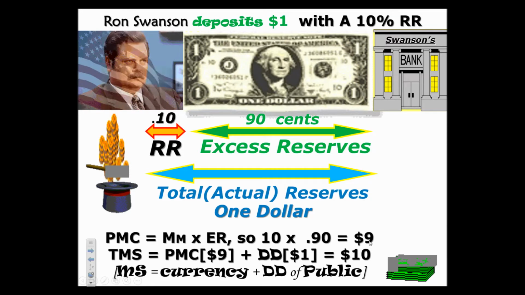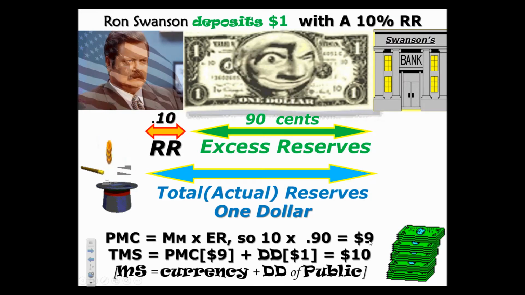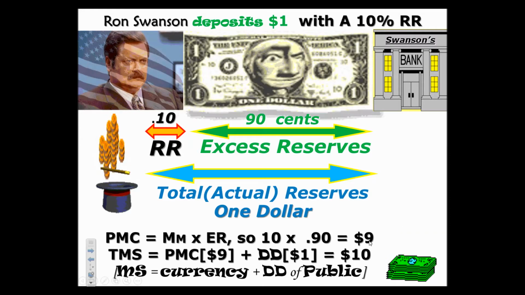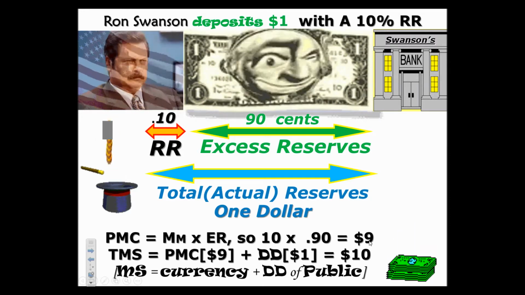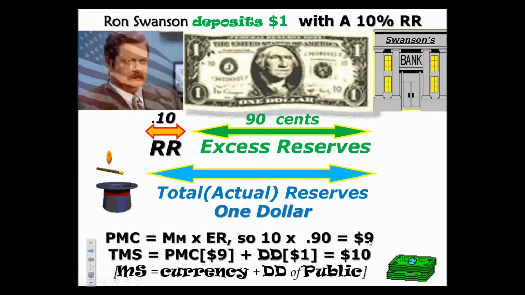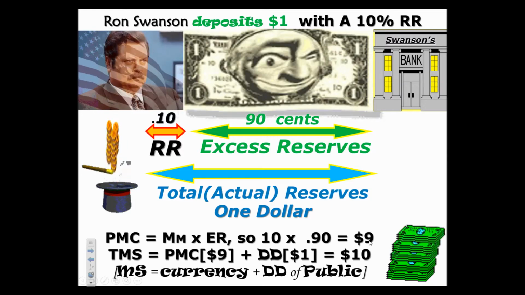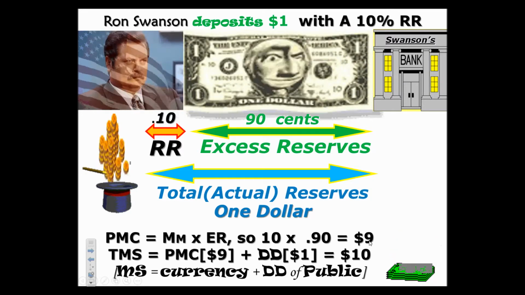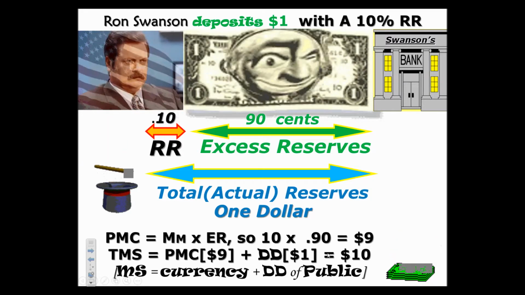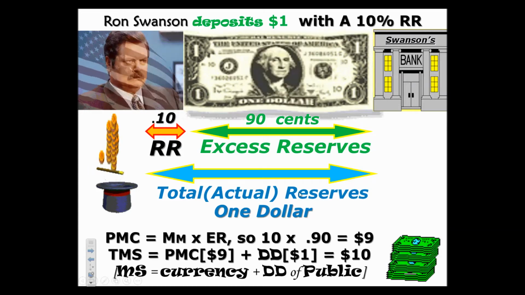Okay. What this assumes is that the 90-cent loan is going to end up getting deposited into another bank that will then set aside 10%, loan out 90%, and so on down the line. Now, the total money supply, assuming that this is the only dollar in existence, could become, like I said, PMC plus DD, or $10. So that's how the money creation process would work.